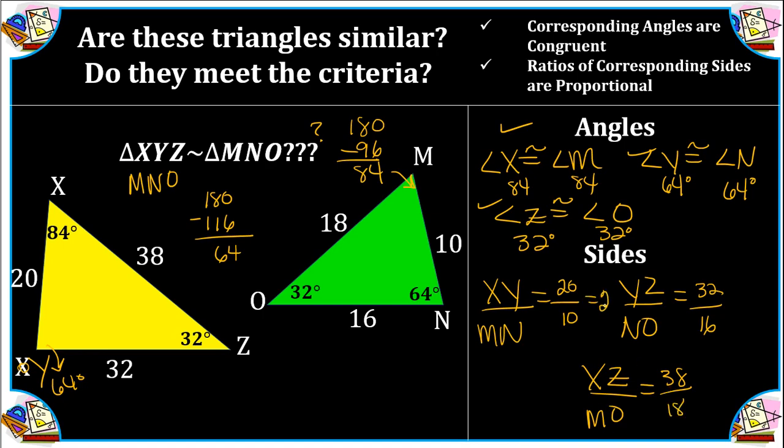So this simplifies to a scale factor of 2, and this one too, but look here, this does not simplify to 2. We could divide 2 into both of these and get 19 over 9. So because this is not a constant ratio, these are not similar.